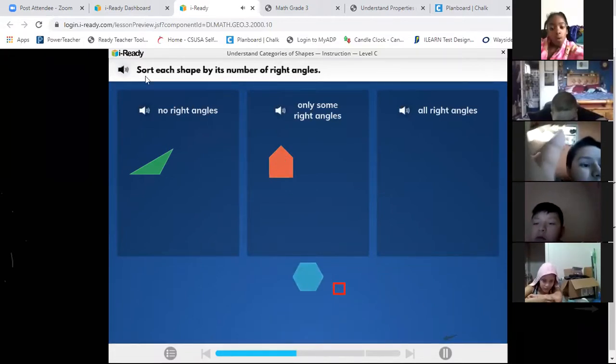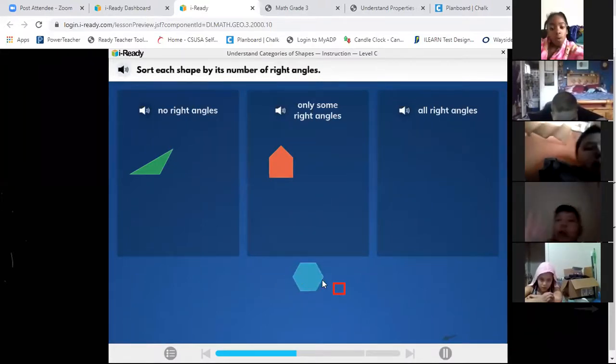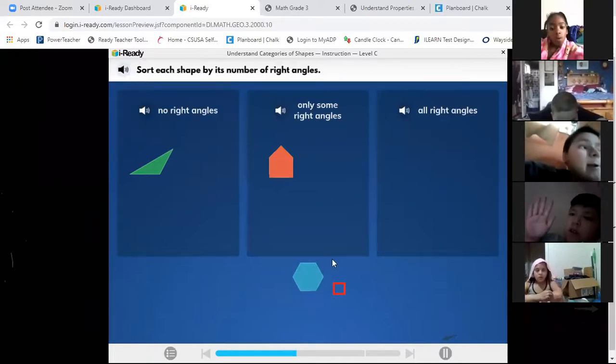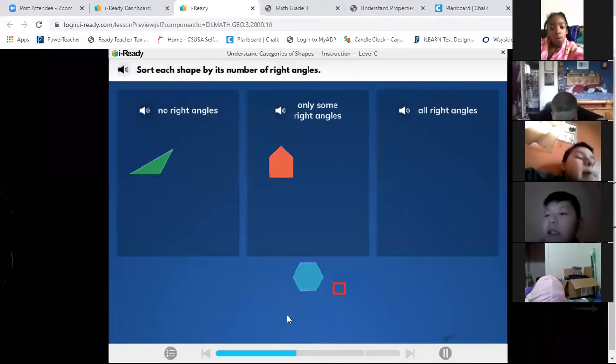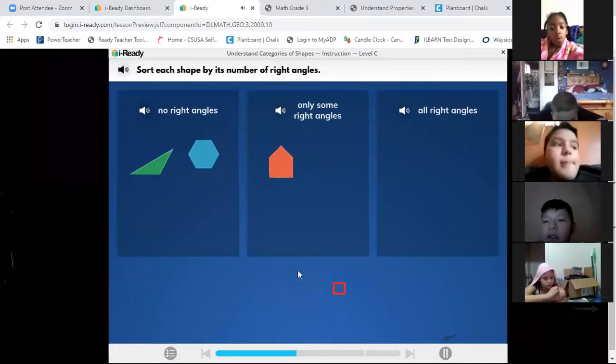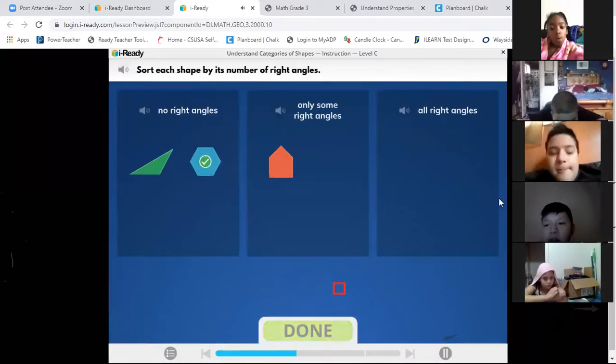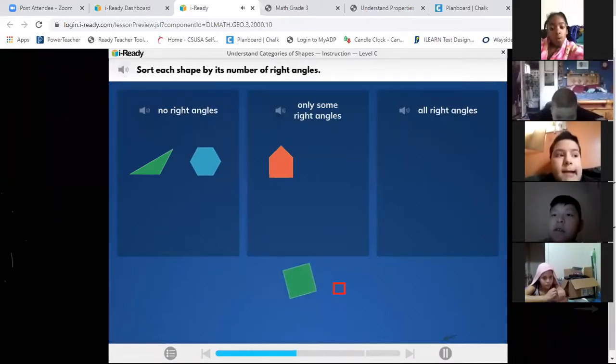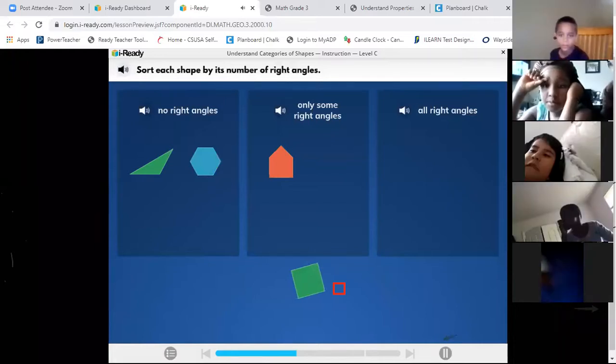Okay, what about this hexagon? I want you guys to try and visualize a square in your head. So I'm gonna leave the square right there next to it. What about this hexagon, Christian? It goes in no right angles. All right, let's check it out. Good job.